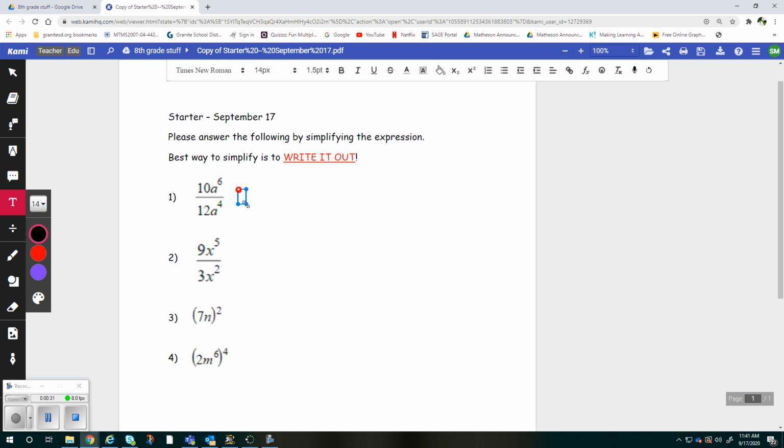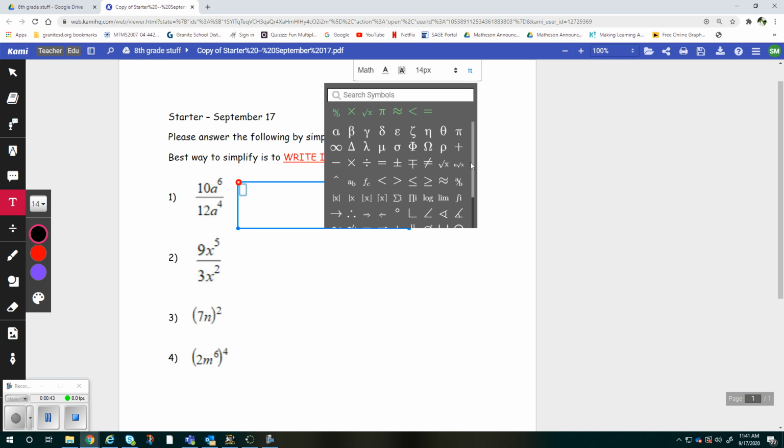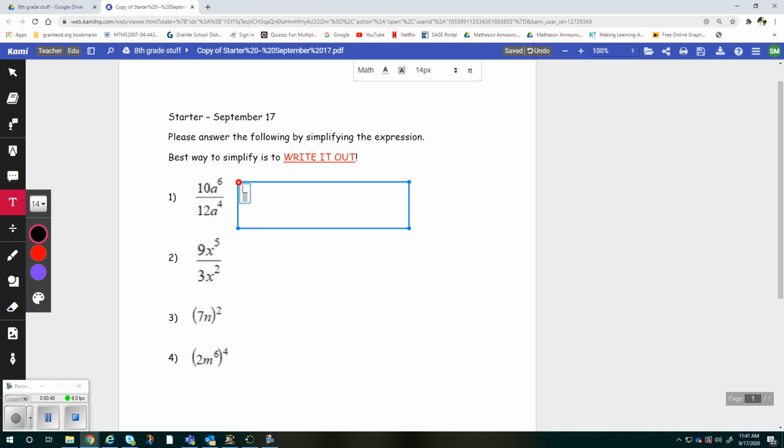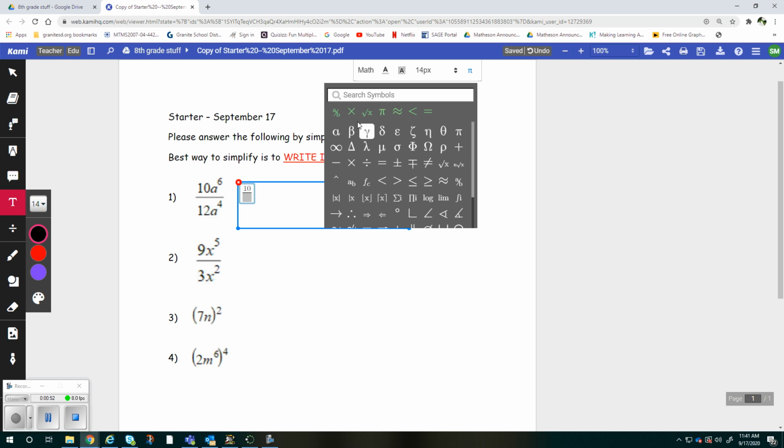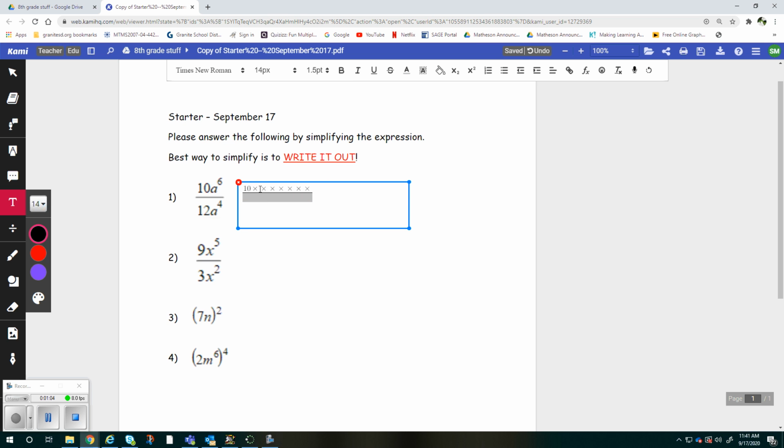So I'm going to put a text box here. And I'm going to take this fraction with exponents in it, and I'm going to write it out the long way. So I'm going to open a fraction thing here. And on the top of my fraction, I'm going to have a 10 times, and let's see, oops, nope, not another fraction. You see what happens? I'm going to do some more times. I don't know how many I need. Okay, let's see if that's enough.